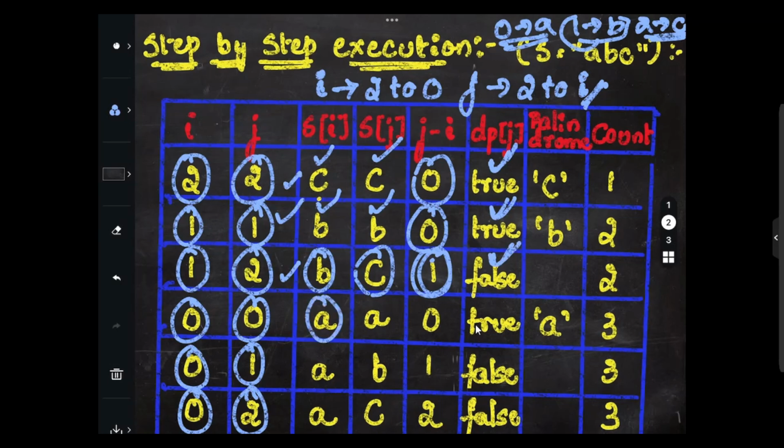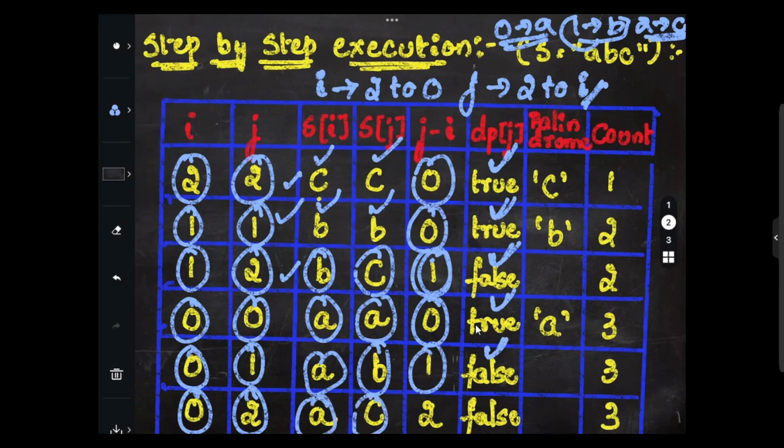Fourth one, 0 0. 0 is A. As we have got 0, we'll go with true. Then 0 and 1, A and B, we got 1 and the output is false. The last one is 0 2. 0 is A and 2 is C, so again this is not a palindrome. BC is not a palindrome.